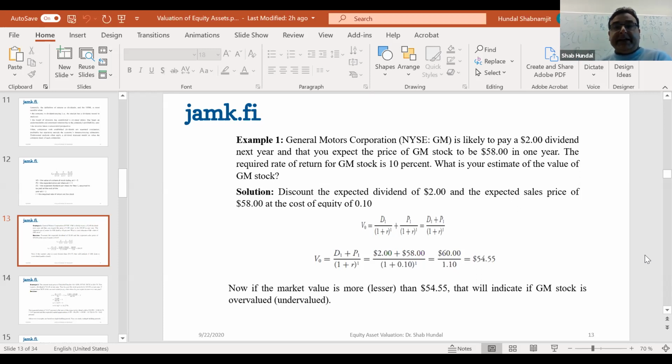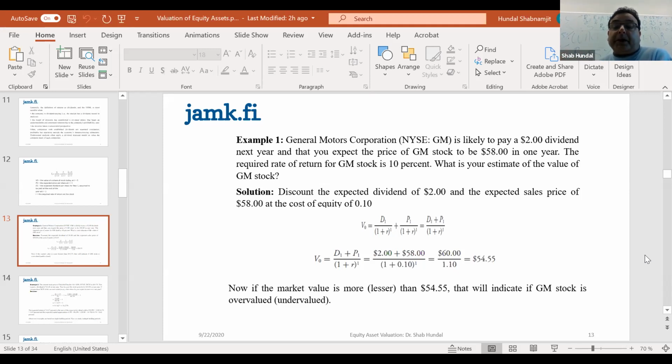Imagine I slightly change the wording. It says GM is likely to pay a dividend of $2 in 2 years, and the stock price in 2 years will be 58. Then the exponent will be 2. But here we are only talking about 1 year. So therefore, the power is 1.